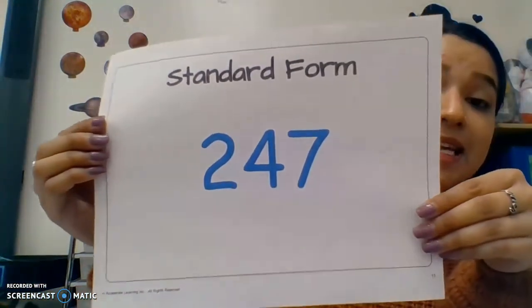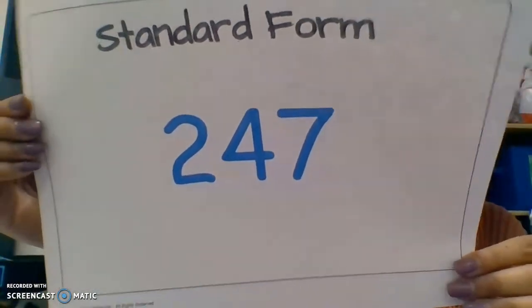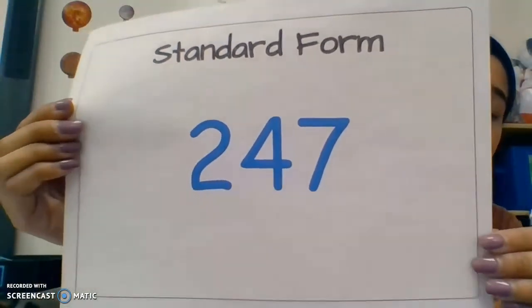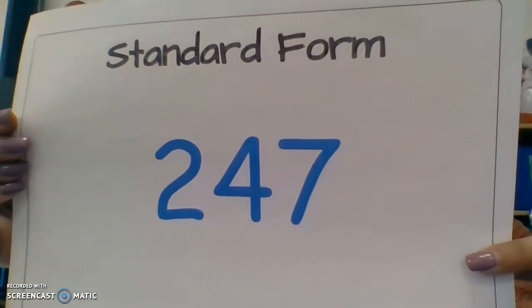Next we have standard form. Standard form is what we always see. It is the digit form of a number. So right here we can see that it's 247. This is the standard form.